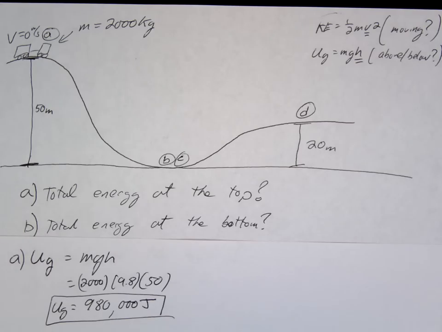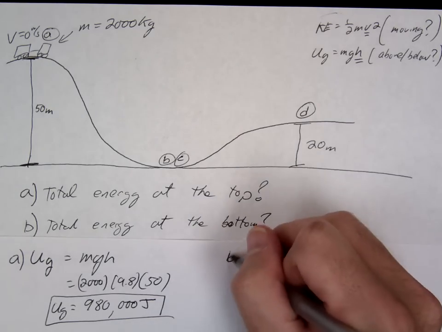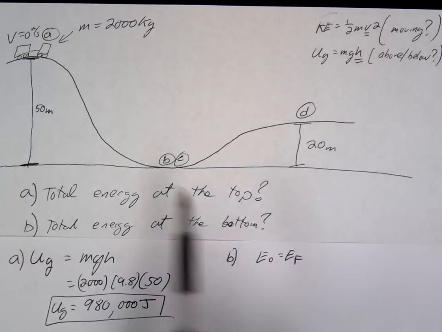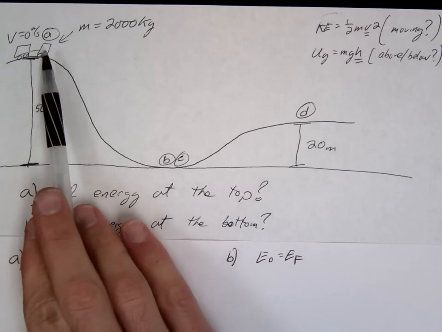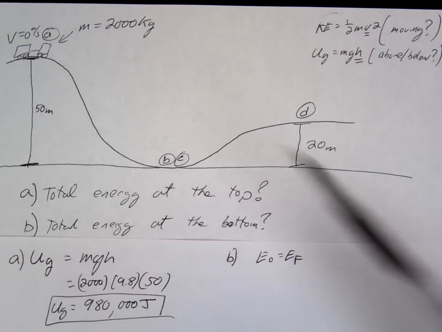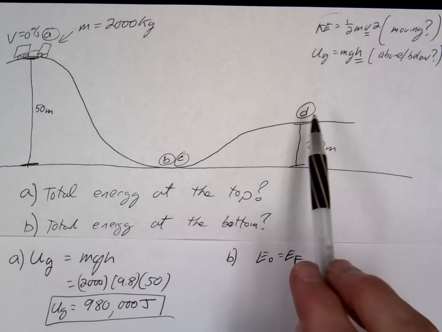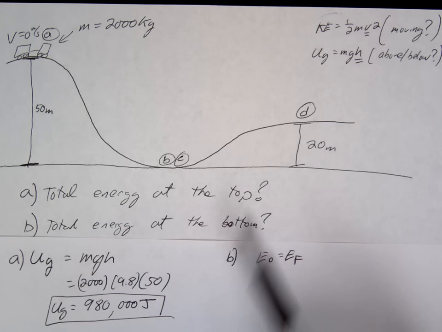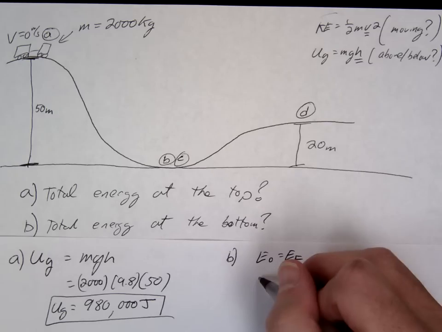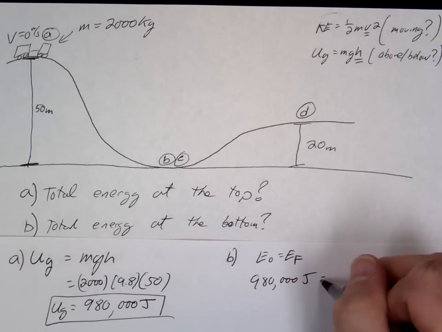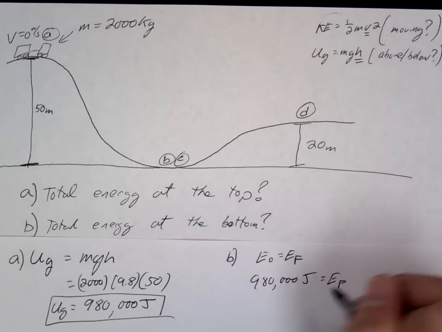All right, what about at the bottom? Well, E initial equals E final, right? So if it has 980,000 at the top, how much does it have at the bottom? 980,000, right? So it has the total everywhere. At A, at B, at D, and everywhere in between, it has 980,000. So the answer would simply be 980,000. So that's really just a conceptual question. That's everywhere.